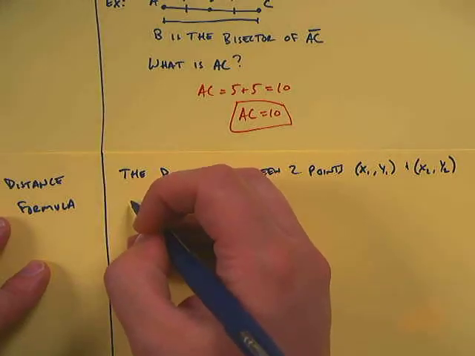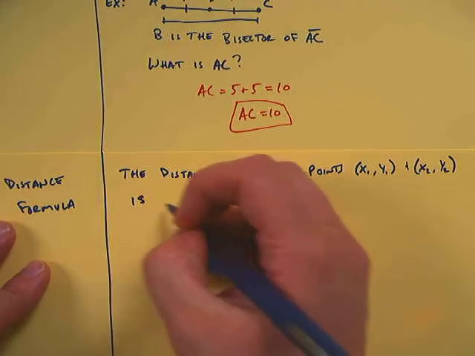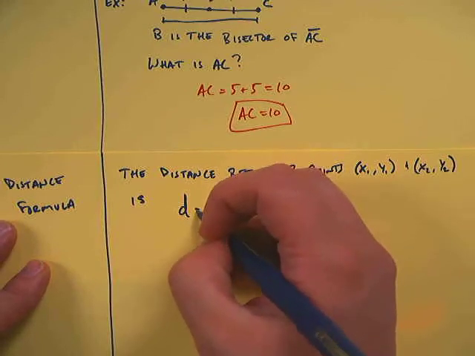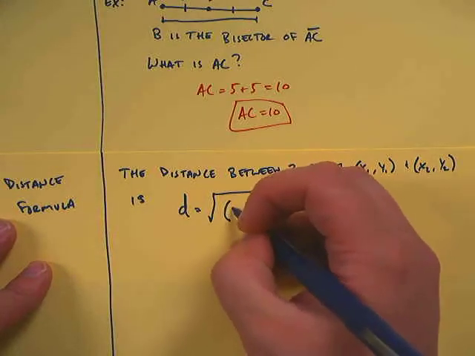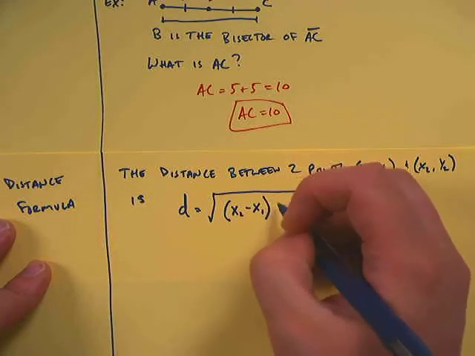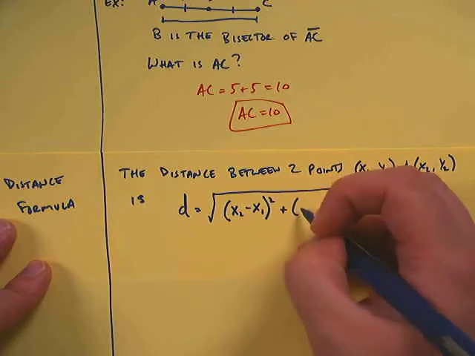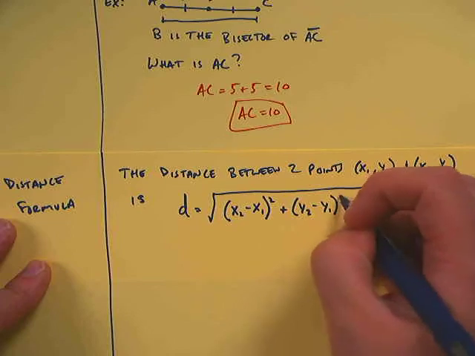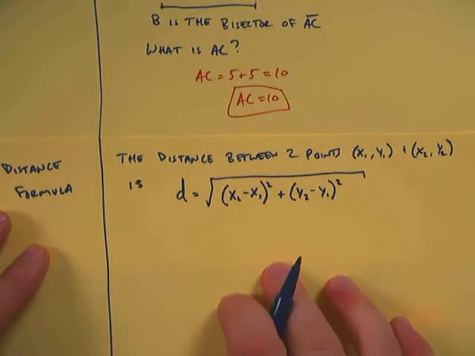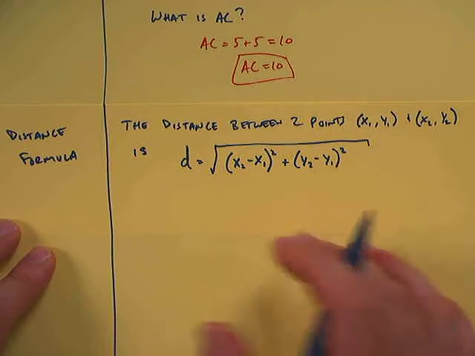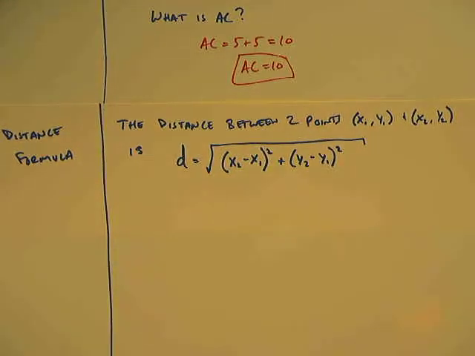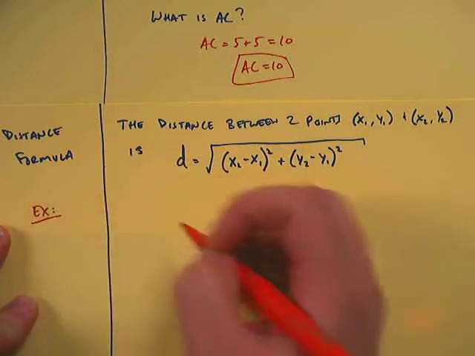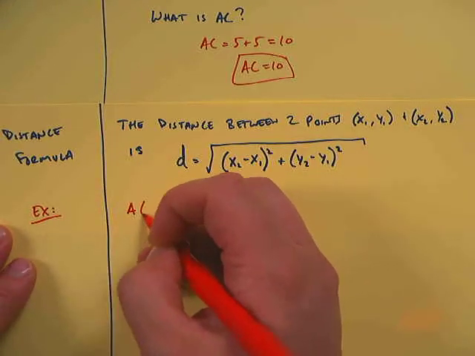The distance between 2 points, we'll call them x1, y1, and x2, y2, is given by the formula d for distance equals big square root. Parentheses, we have x2 minus x1 squared plus y2 minus y1 squared. Okay. So if I have 2 points, I can plug them into this formula, and that will tell me the distance. So let's do an example of that.